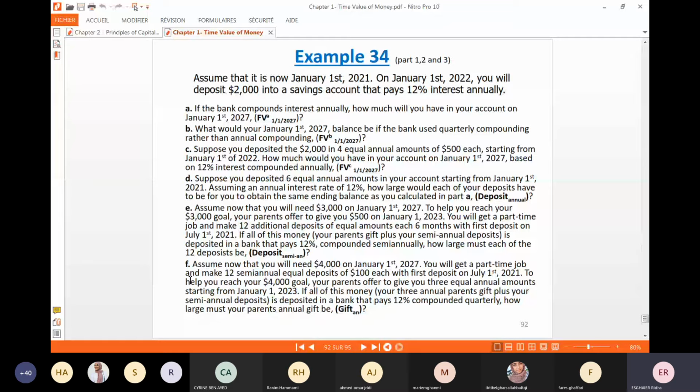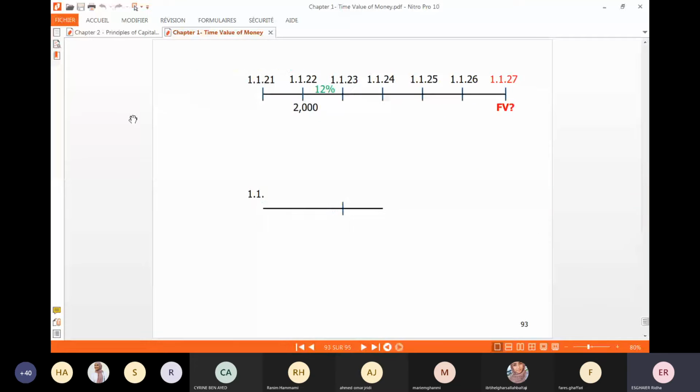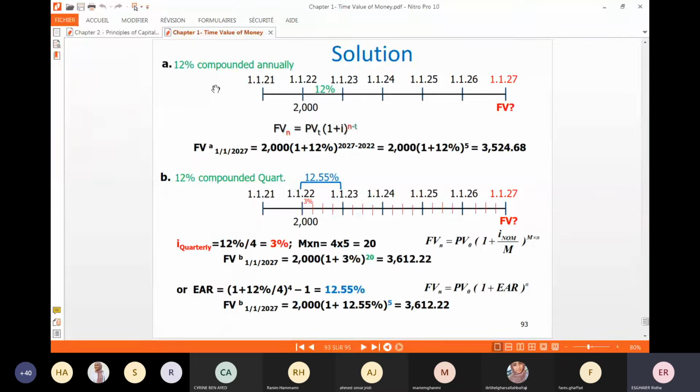Question A. Today is 1/1/2021. On 1/1/2022, we will deposit $2,000 at an interest rate of 12% compounded once a year. What is the accumulated amount on 1/1/2027?